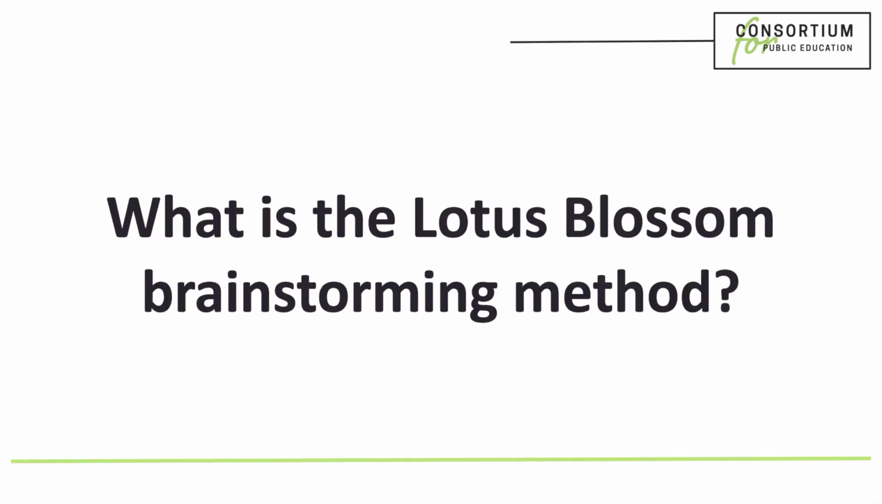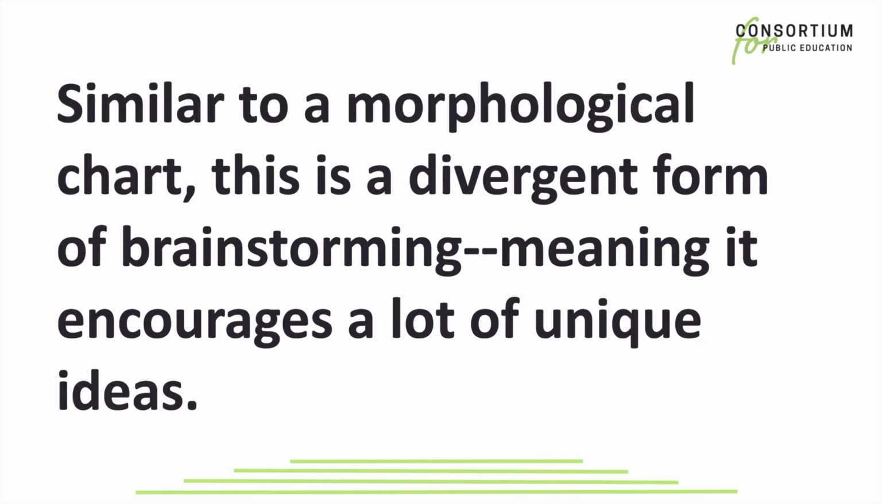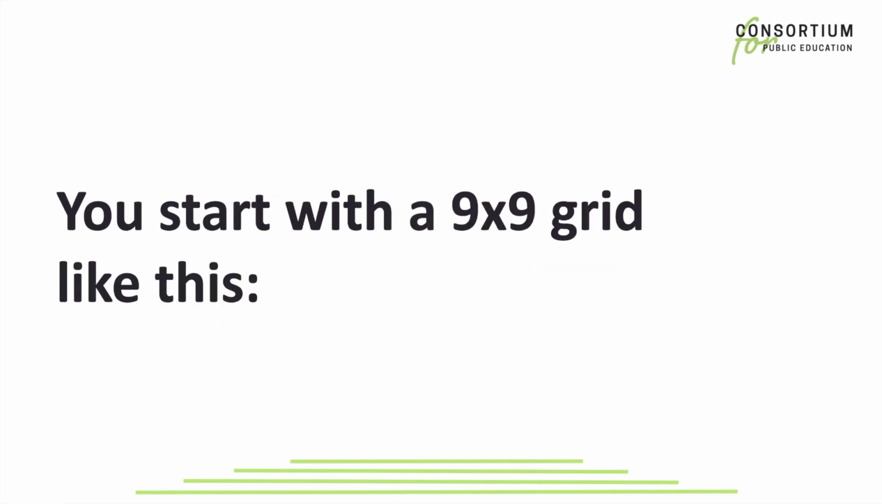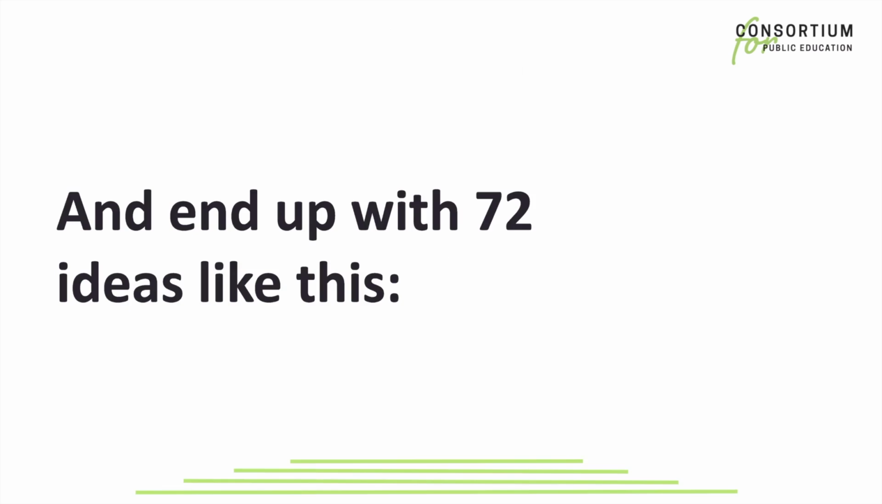What is the Lotus Blossom brainstorming method? The Lotus Blossom is a multi-layered brainstorming method yielding 72 unique ways to solve a problem. Similar to a morphological chart, this is a divergent form of brainstorming, meaning it encourages a lot of unique ideas. You start with a 9x9 grid like this, and end up with 72 ideas like this.